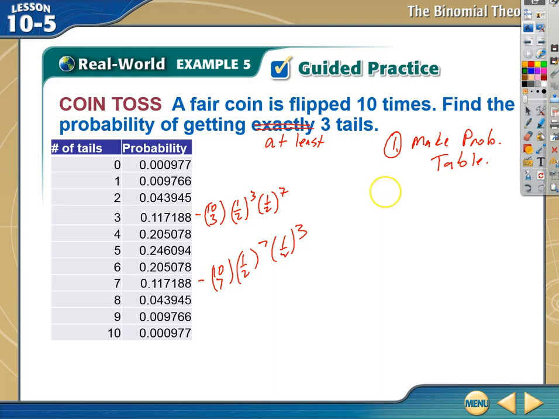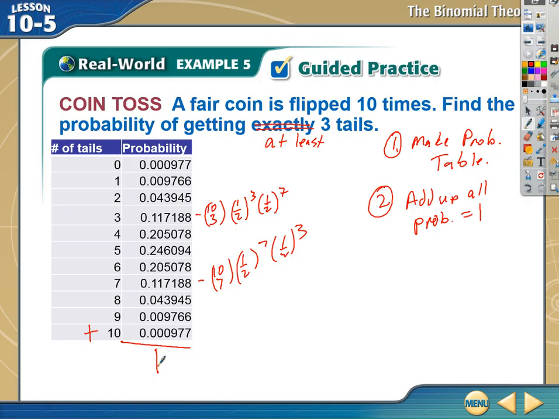Okay, step 2, add up all probabilities, see if it equals 1. If you did this table correctly and you didn't do any rounding whatsoever, okay, and you add up all these probabilities, this would equal 1. That means there's a 100% chance that anything's going to happen. That's how you check to see if you did it right. Now, you don't have to do step 2.